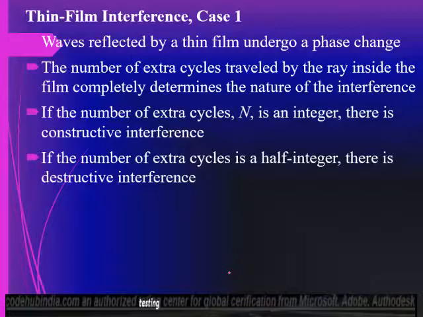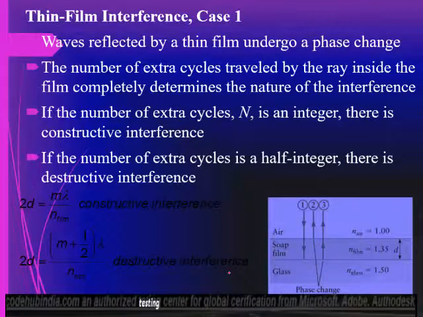If n is an integer, it is constructive. So 2d equal to this is constructive interference, and 2d equal to this is destructive. And what about phase change? There is a phase change only if n is less than n prime, for example 1, 1.35, 1.5.